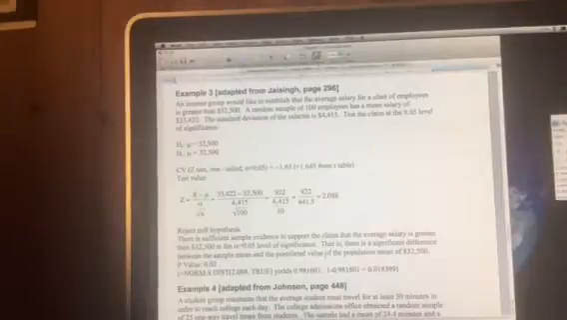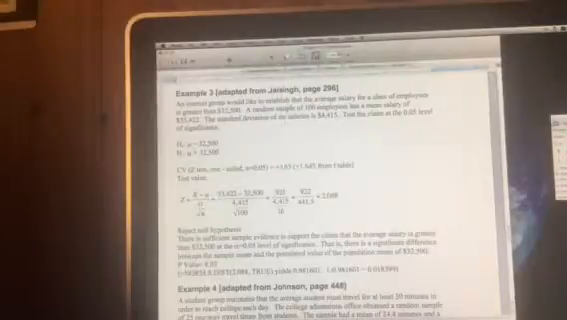This video will look at a large sample, one-tailed example. All right, example 3. An interest group would like to establish that the average salary for a class of employees is greater than $32,500. A random sample of 100 employees has a mean salary of $33,422. The standard deviation of the salaries is 4,415. Test the claim at 0.05 level of significance.